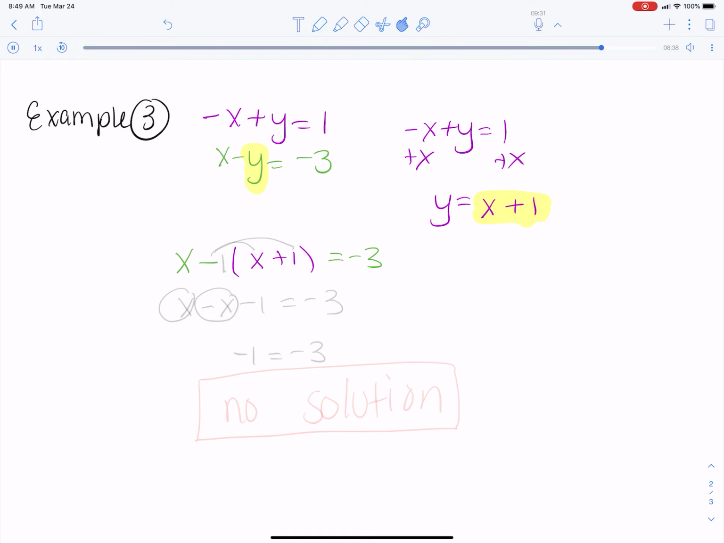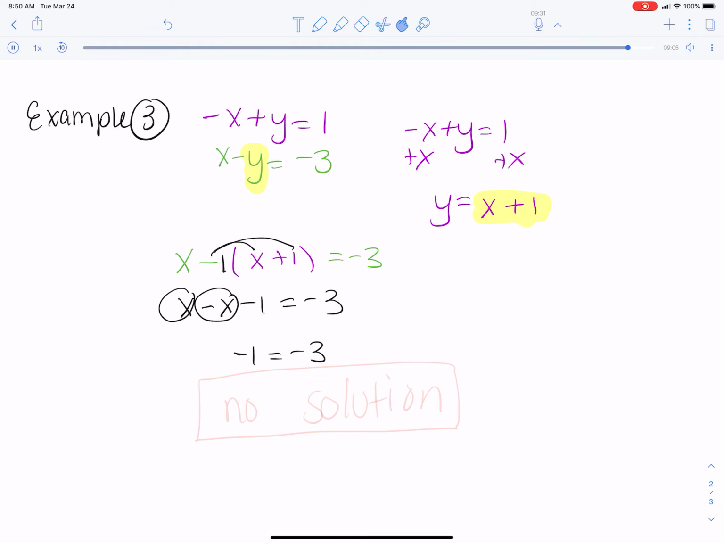But before I can get rid of the parentheses, I have to distribute this negative. Now remember, there's a negative 1 in front of that parentheses that we need to distribute. So I really have x minus x minus 1 equals negative 3. Alright, so now when we solve for x, we're going to combine our like terms. So I have x and I have a negative x. Well, x minus x makes 0. So I'm just left with negative 1 equals negative 3.